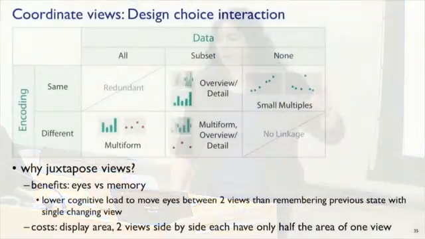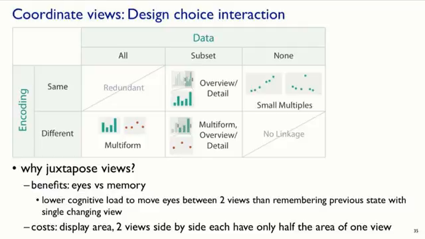So when we start thinking about these possibilities, there's a way you can think about this as a 3x2 matrix. And what's interesting about this is only 4 of those 6 possibilities are really very interesting. So if you think about your choices of do you show all or some or none of the data in common between the views, and are you encoding it the same or different between the views, well, then what do we have? Well, if it's the same encoding and it's the same data, that's just redundant and there's no point.